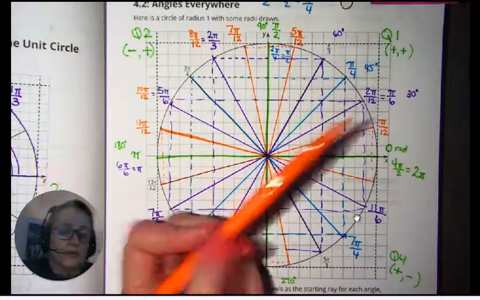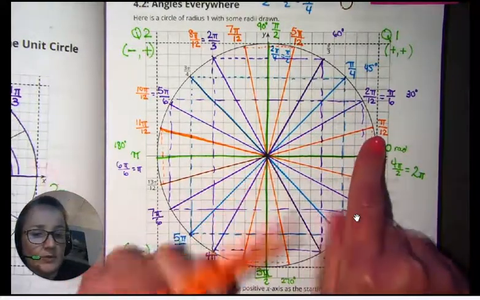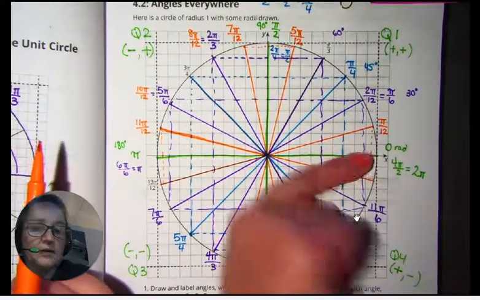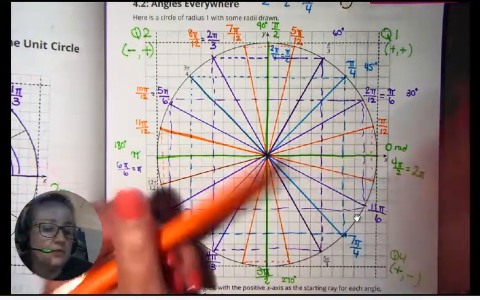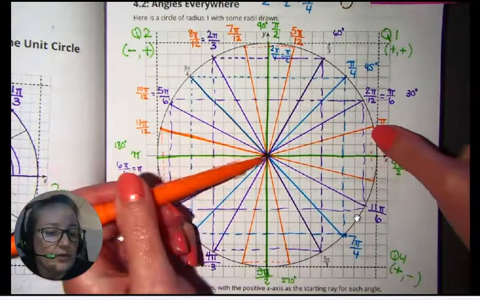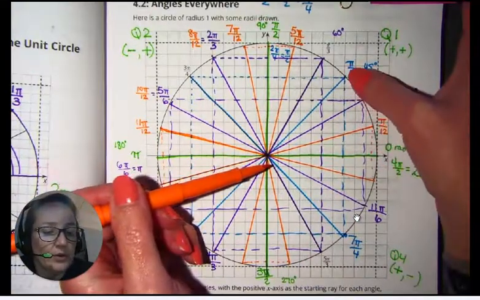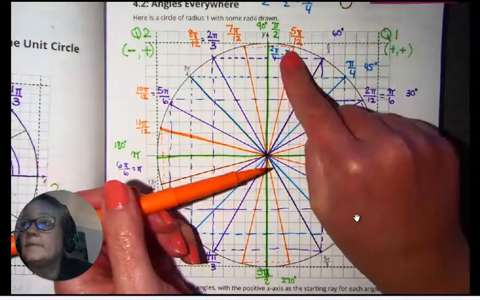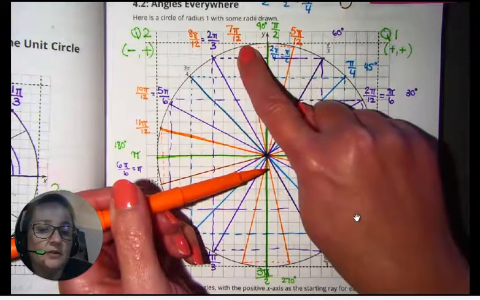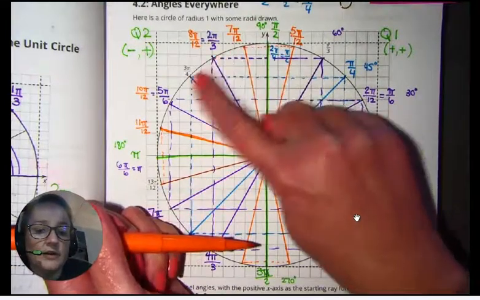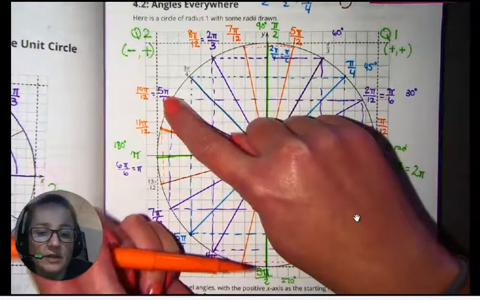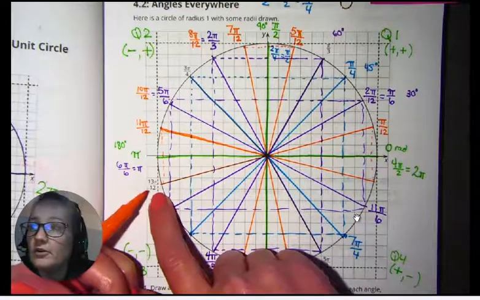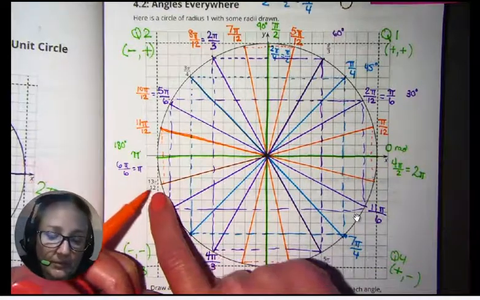Switch to whatever color you're using for your smallest angle. Remember the ones that we were dividing up by 12s? We have just a couple more to label. Again, we're back to counting to pi over 12. So starting here, 1 pi over 12, 2 pi over 12, 3 pi over 12, 4 pi over 12, 5 pi over 12. We already labeled that. 6 pi over 12, 7 pi over 12, 8 pi over 12, 9 pi over 12, 10 pi over 12, 11 pi over 12, 12 pi over 12, 13 pi over 12. There's our checkpoint. We know we got it right.